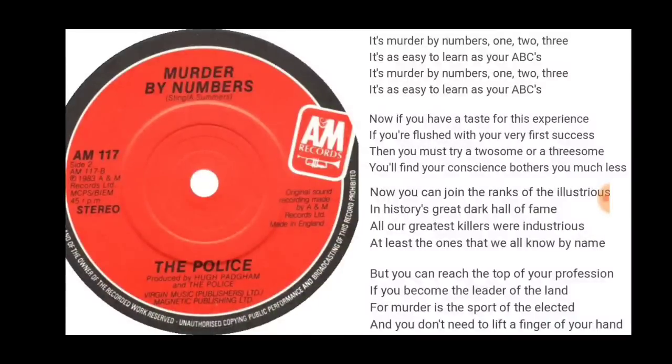They're talking about what the elites do in this song. So I'm just taking some of the lyrics. I've taken some sections of the lyrics and to show you, if you didn't know about this, it's easy to learn as your ABCs. Of course, A is 1, B equals 2, C equals 3 in simple gematria. So they're talking about 1, 2, 3, ABC. Murder by numbers, 1, 2, 3. It's easy to learn as your ABCs.